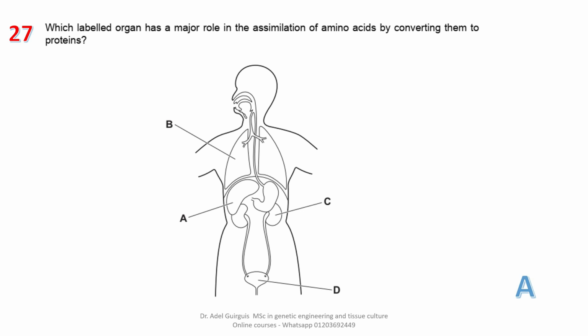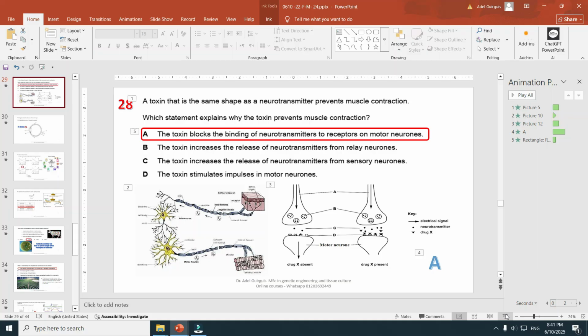A, the liver can form a lot of amino acids into specific important proteins like albumin in blood plasma, like fibrinogen in blood plasma needed for blood clotting. They are formed inside the liver by assimilation of amino acids. Also, it can form urea from excess amino acids.